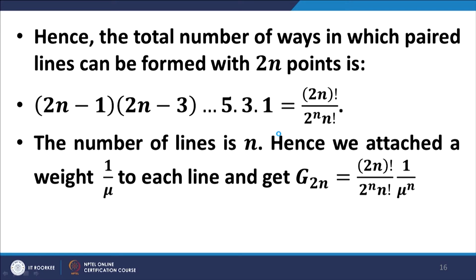Now, we attach a weight of 1 by mu to each line. So, we have 2n factorial upon 2 to the power n into n factorial, into 1 upon mu to the power n, and that is precisely the value of G 2n as worked out on the basis of the Gaussian distribution. So, this shows the correspondence, which is quite simple and tractable in the free fields case.